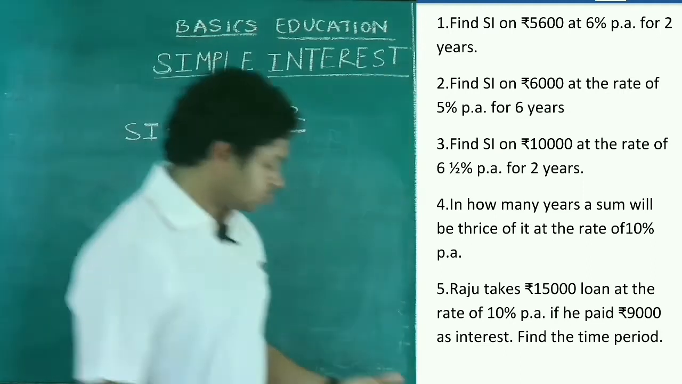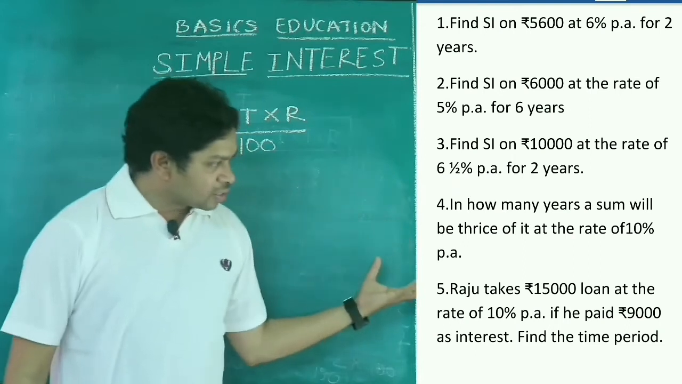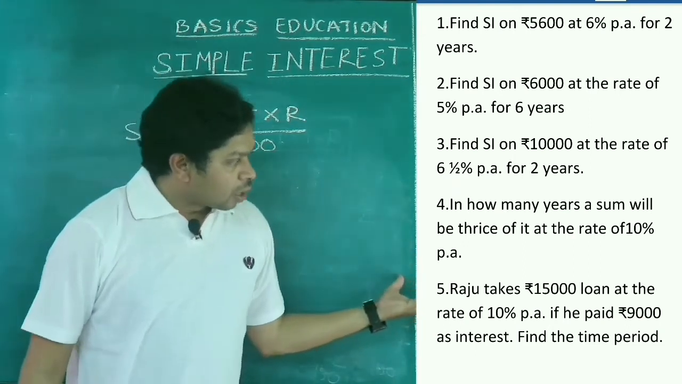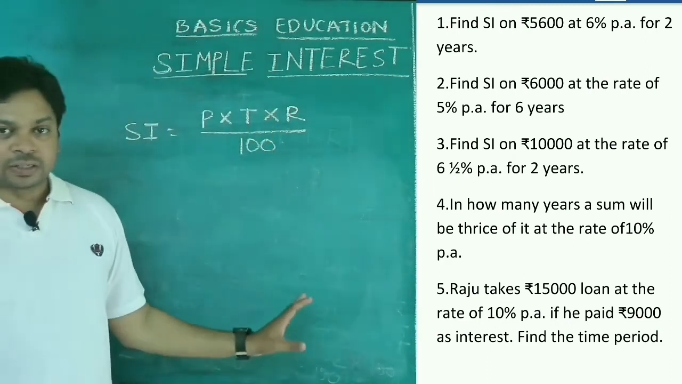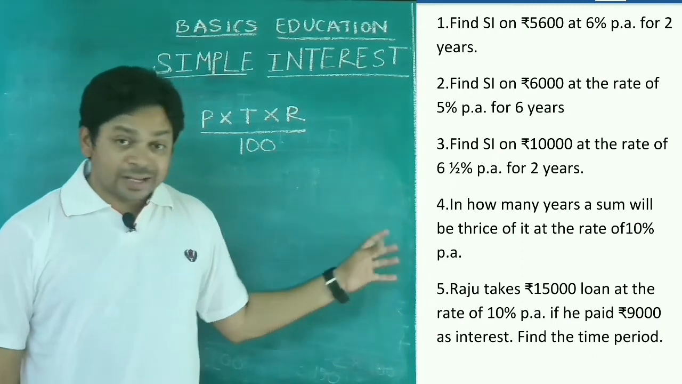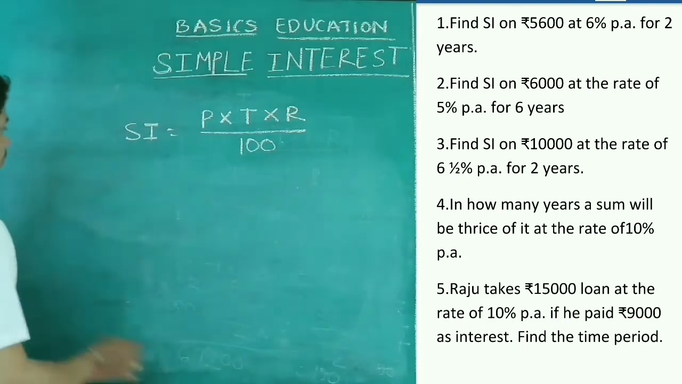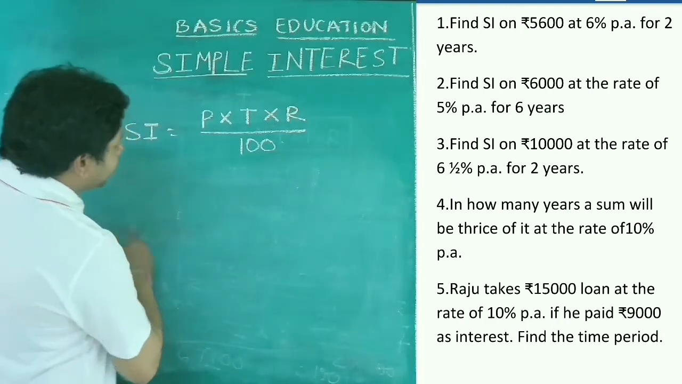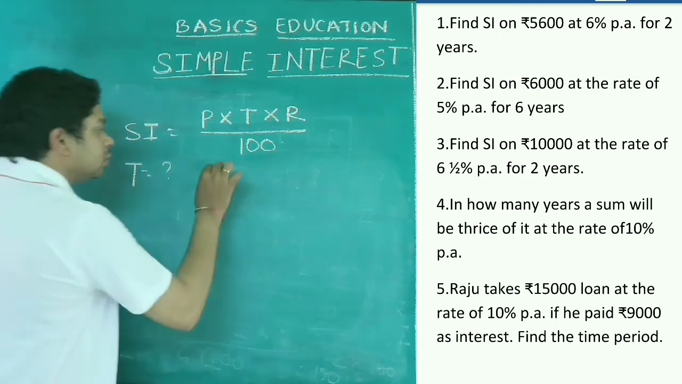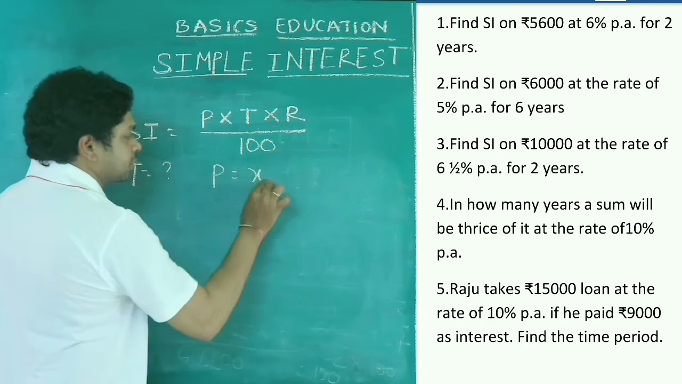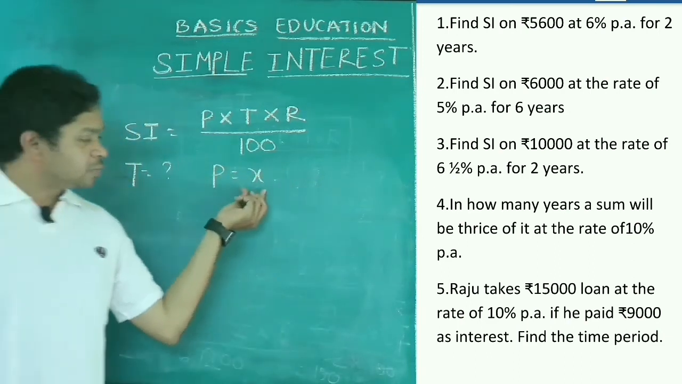And then go to the fourth problem, that is in how many years a sum will be thrice of it at the rate of 10% per annum. Okay, in how many years the sum will be thrice at the rate of 10% per annum. So then we have to know the formula, that is first how many years. So the time period he is asking. Okay, and the principal amount should be X. We don't know what the principal amount is, so we just assume the principal amount is X.